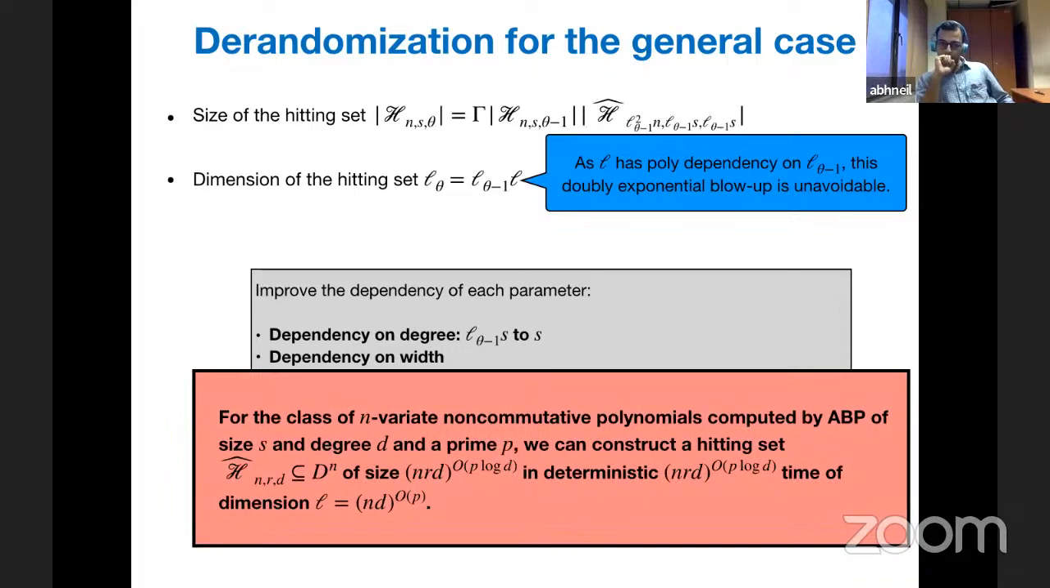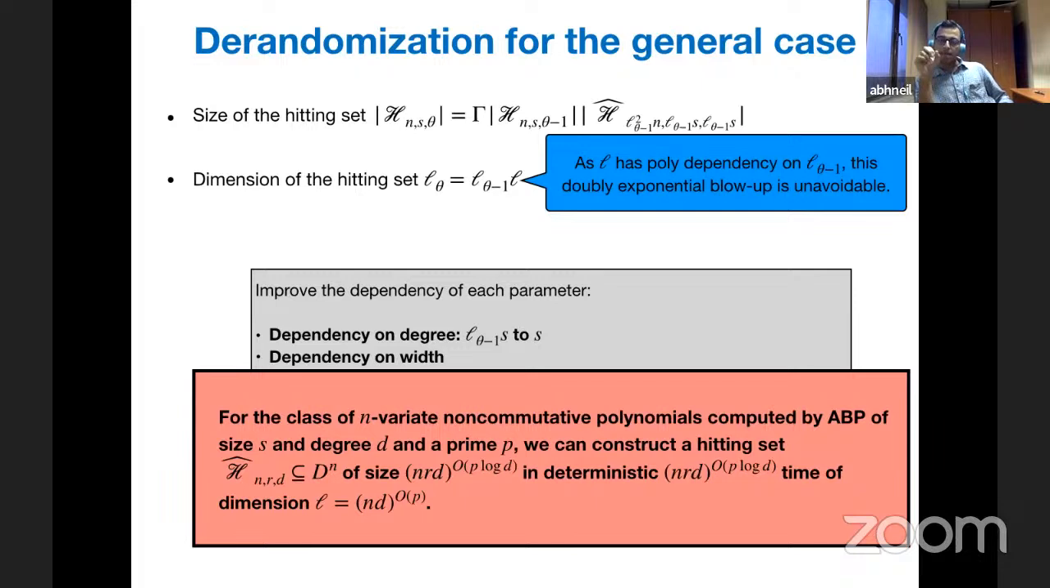Okay, so for width, this is the most technically involved part in our work. We improve that construction, the basic construction, again. We got a hitting set of the same size, but here we made the dimension independent of the width of the AVP. So if you compare it with the previous statement that we had, this is the same statement, except the dimension that we have, instead of nRT whole power order p, now we have n into d whole power order p. So even though we have L theta minus 1 into S, the width, now that L theta minus 1 doesn't play any role because we have improved the dimension.